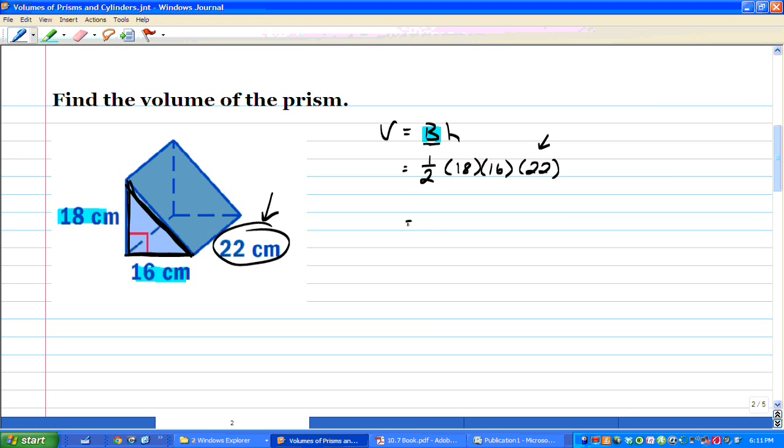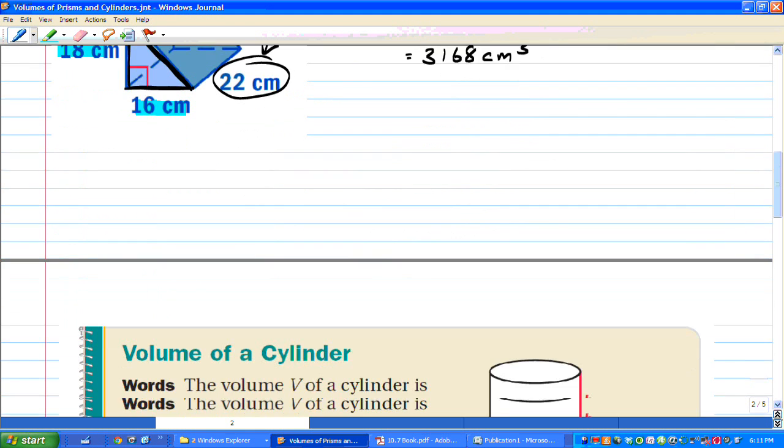Put all those numbers in your calculator and you get 3,168. Now the units, remember the 18 is centimeters, 16 is centimeters, and 22 is centimeters. When you have centimeters times centimeters times centimeters, you have 3 of them, or centimeters cubed. The units are always cubed.